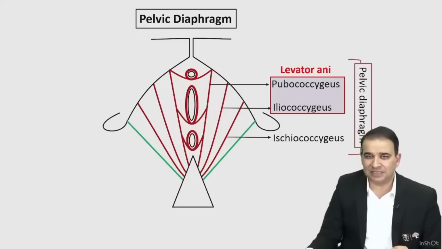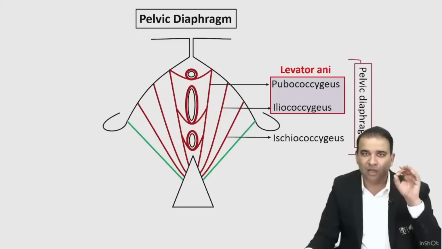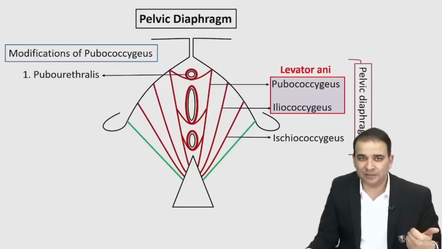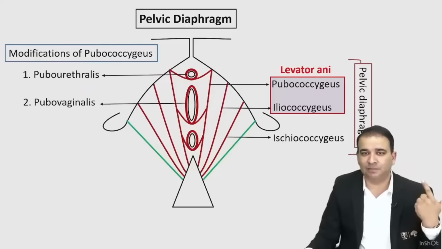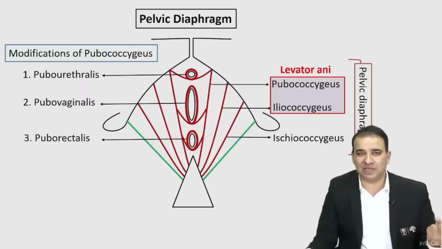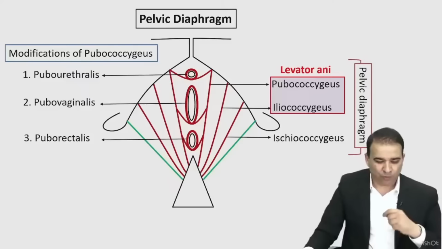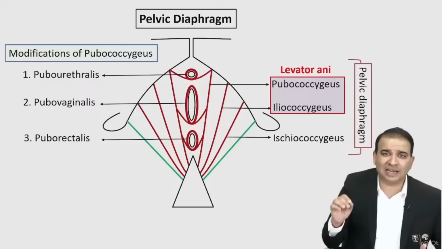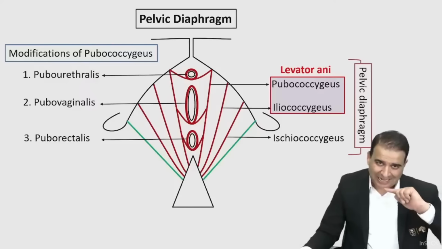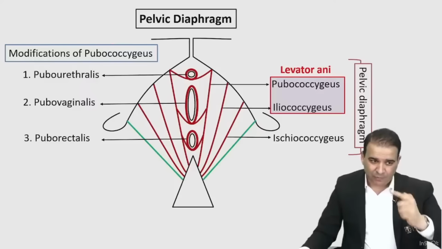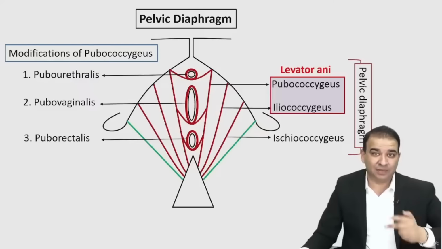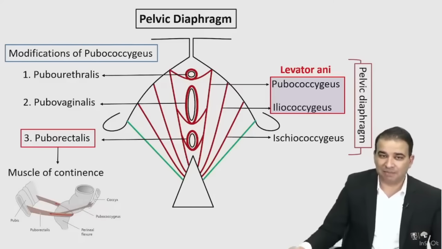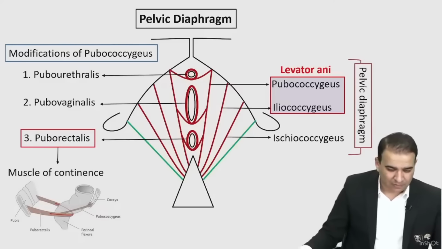These three muscles surrounding these openings are all modifications of pubococcygeus, called pubourethralis, pubovaginalis, and puborectalis. Pubo will come in the name, so obviously they are all modifications of pubococcygeus. Especially this puborectalis muscle is extremely important because it is the one which maintains the anorectal angle. The muscle of continence is the name given to the puborectalis muscle, guys, that maintains the anorectal angle.